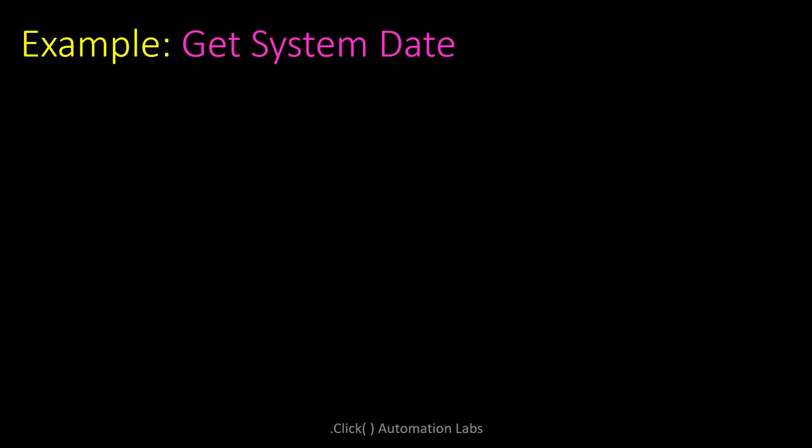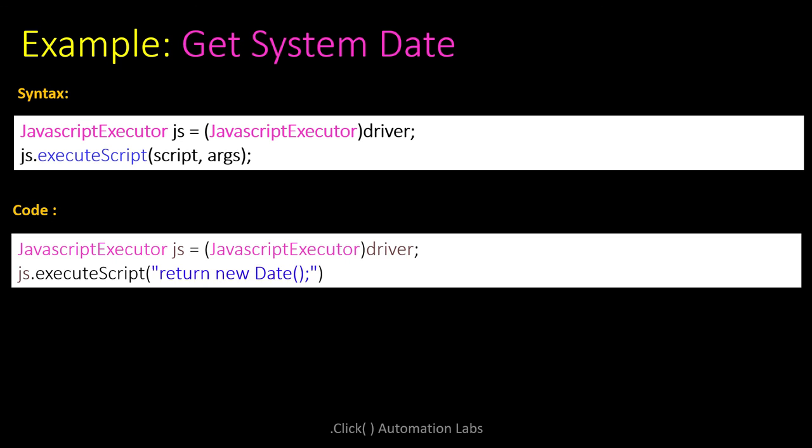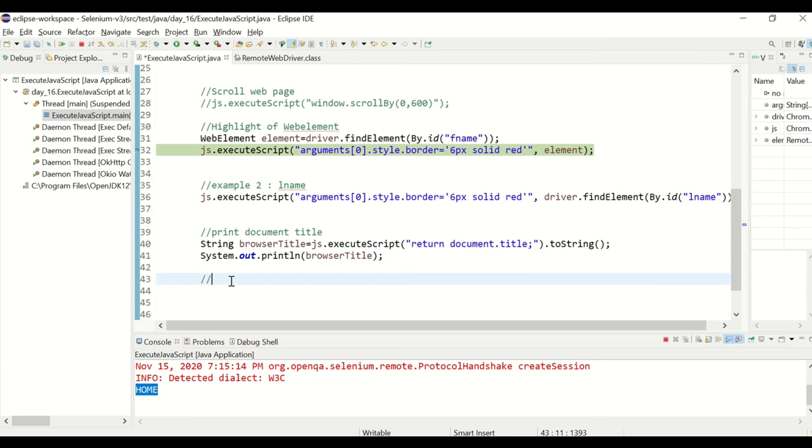Okay, so this is one of the examples, to get the system date. Most of the time we don't use it, but just to show you what the capabilities of JavaScript executor are, I gave this example. So this example will show how we can get the current system date on your execution machine. Okay, so similar code, but instead of this line, I have given return new Date. Date is a function in JavaScript that will give you the current system date in some GMT or some XYZ format. Okay, so let's see how it works.